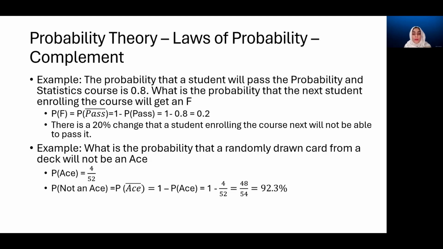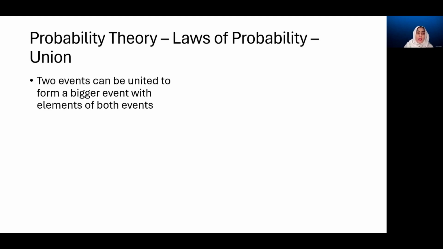And by using the law of complement, the probability of not having an ace when we draw a card randomly from the deck is going to be 1 minus P of ace, because it is P of ace complement, which is 1 minus 4 over 52, 92.3%. So you can express probabilities as percentages or as fractional values.